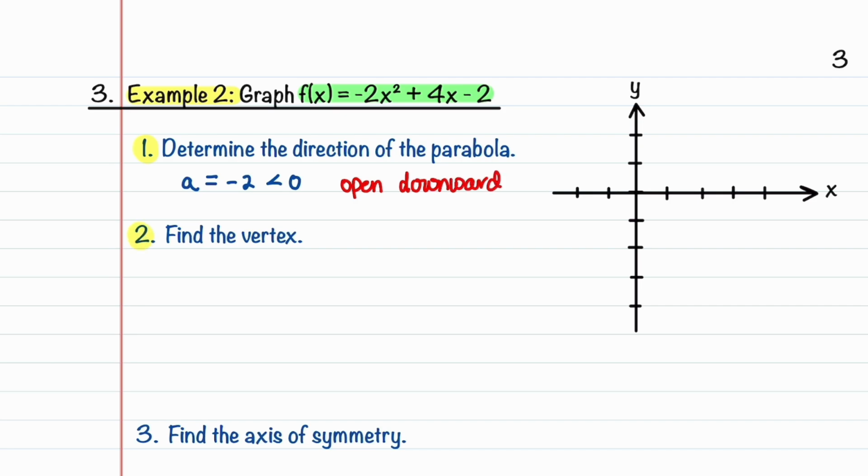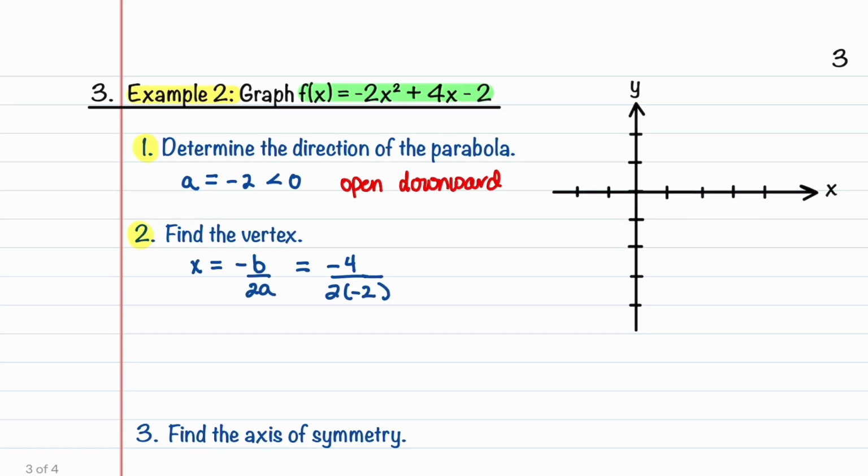Now let's find the vertex. The x-coordinate of our vertex is x is equal to minus b over 2a. Looking back up at our green highlighted function, our b is 4. It's the number that multiplies x. This gives us a -4 on top, and then 2 times -2 on the bottom because a is -2. And that's just -4 over -4, which is 1.